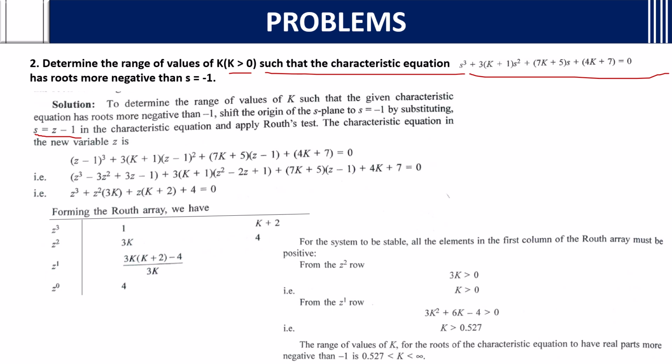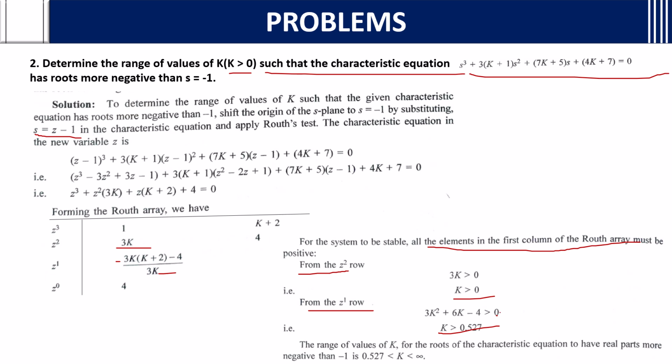First, we should find the k value. For the system to be stable, all the elements in the first column of the root array must be positive. From the Z square row, 3k is greater than 0, so k will be greater than 0. Then from the Z1 row, you get 3k square plus 6k minus 4 greater than 0. Solving this, the value of k you will get is 0.527.